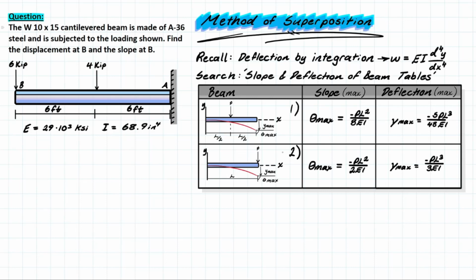We're going to use those concepts to solve this simple problem here, and it goes as follows. The W10 by 15 cantilever beam is made of A36 steel and subject to the loading as shown. We have the 4 kip and the 6 kip at the midspan and end respectively, and we find the displacement at B and slope at B. That's what it's asking in the problem, and B is right at the end over here.